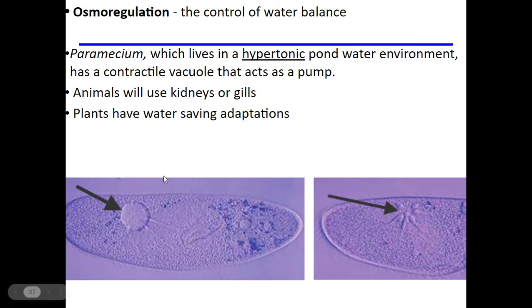You can see this in paramecium as well that have a vacuole. Here's a vacuole of a paramecium. It lives in this hypertonic pond water environment, so there's a lot of stuff outside in the water, and so the water from the central vacuole will be released because they have this vacuole as a sort of pump that will try to balance the water, or osmoregulate, is the definition there.